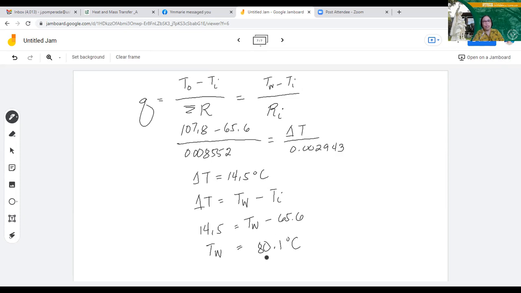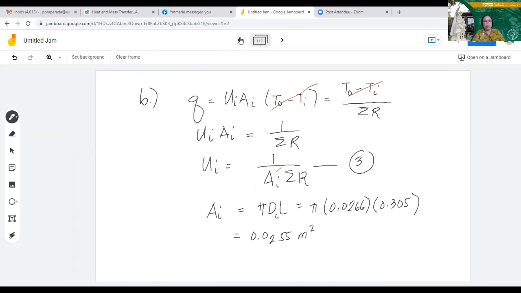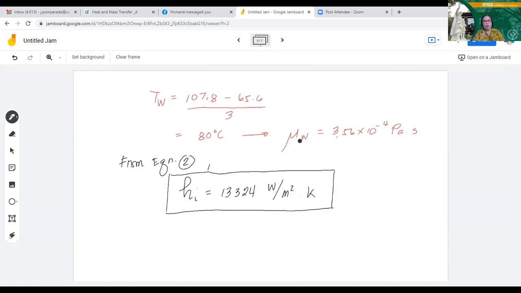So you have 80. Now, is this a check? The wall temperature is 80.1. Is it the same as the assumption that we used in getting the mu sub W? Because if it's different, this one will be affected. If this one is affected, the h sub i will be affected. If the h sub i is affected, the R sub i will be affected. So everything is a chain process.